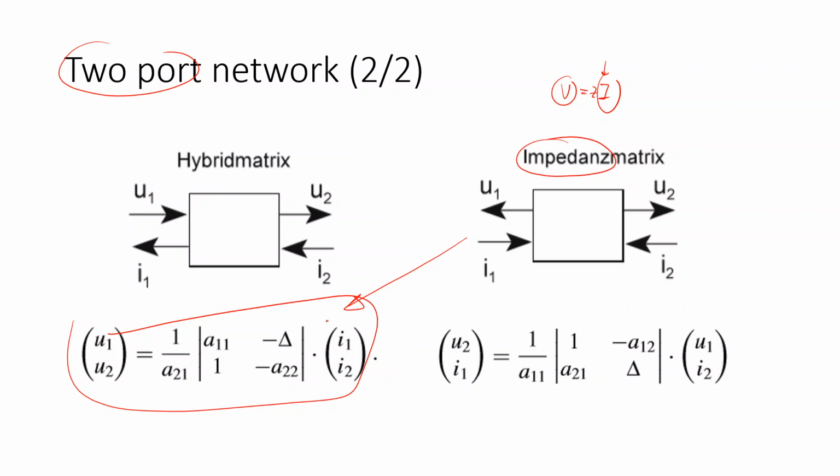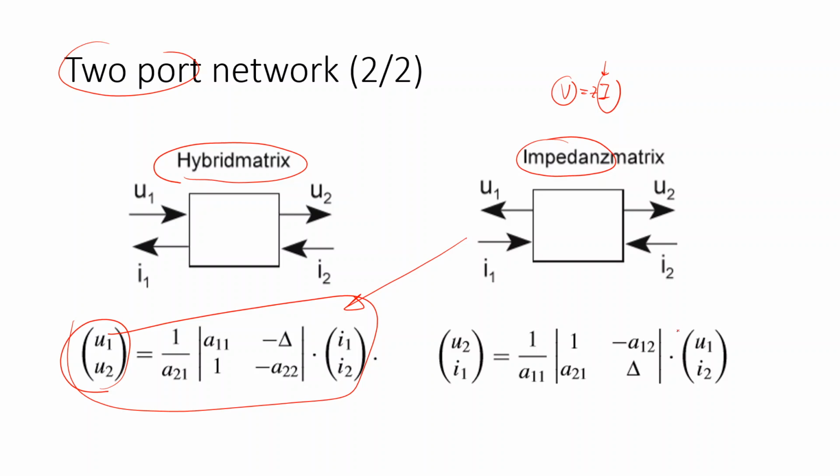The equation is here. So meaning that you know I and you want to compute V or U on the other side, right? This is the corresponding term. And it is called a hybrid matrix. Hybrid means that it is mixing between U and I from one end and the other end.